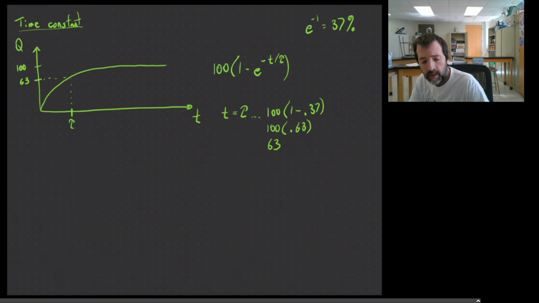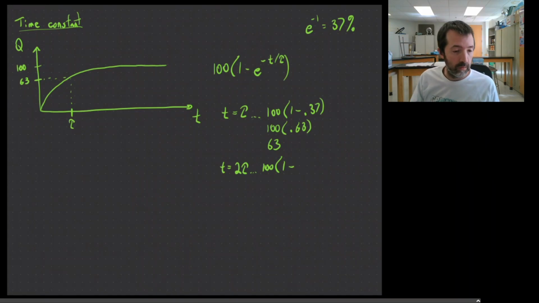If I let t equal 2 tau, then I've got 1 minus e to the -2. I don't think I have that number handy. I don't have the calculator handy either. Let me stick that into Google. E caret -2. E to the -2 is 0.135. So 1 minus that is 0.864. I'm going to call that 86.